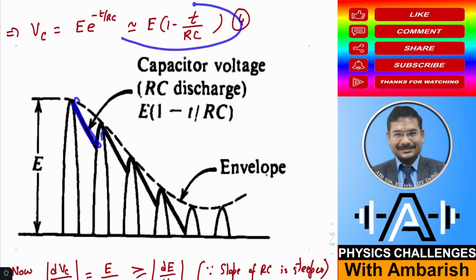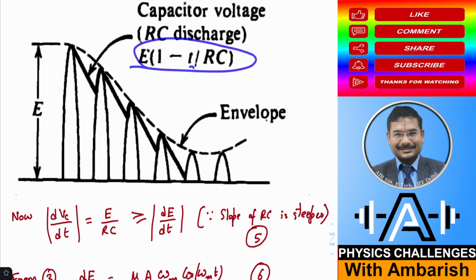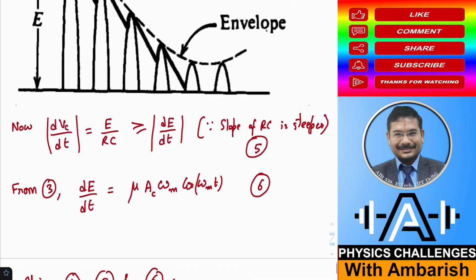So what is the slope of this curve? And I actually need the mod of the slope, right? Because I just want to make it steeper than the slope of the envelope itself, right? So the derivative of this will be what? E by RC. In fact, it will be minus E by RC, but if I take the mod, the magnitude of the slope is E by RC, and this steepness should be more than the steepness of the envelope itself, right? So this should be greater than or equal to mod of dE by dt, right? Because the RC slope must be steeper, so as to not miss the peak. Otherwise, it will miss the peak if its slope is less steep than the slope of the envelope itself, right?